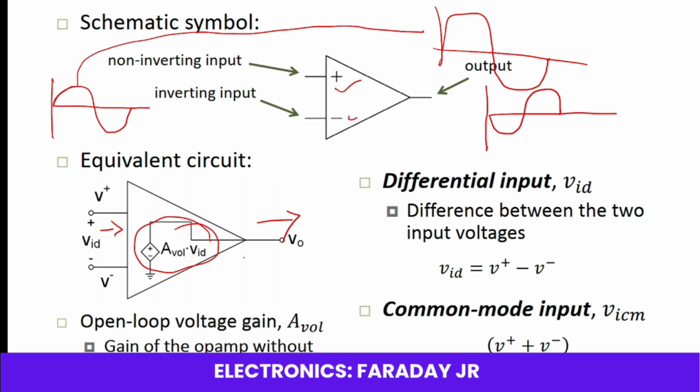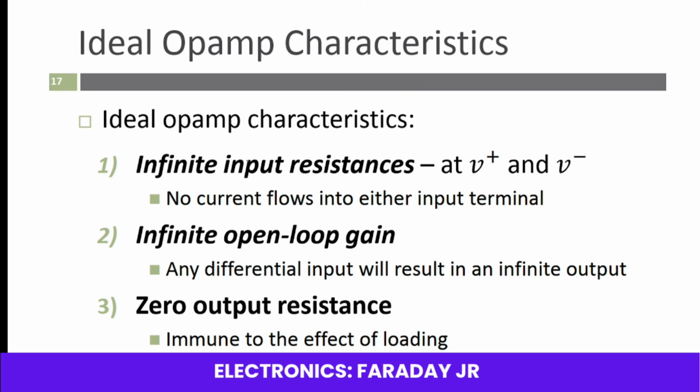Okay. Now let's look at ideal op-amp characteristics. When we say an ideal op-amp, what do we mean by ideal? Ideal means a perfect op-amp, right? Or an op-amp that is operating at its peak. Assuming there are no errors, then that particular op-amp is an ideal op-amp.